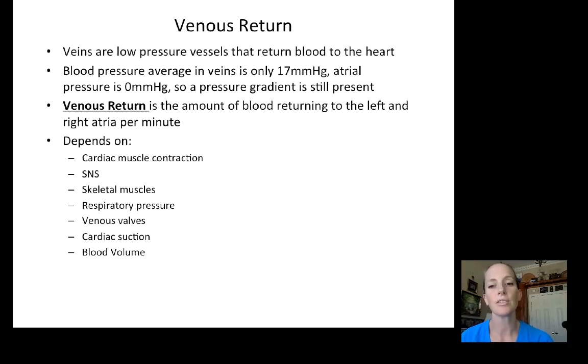So the blood pressure in the veins is only about 17 millimeters of mercury, and the blood pressure in the atria is 0. So this means that the lower the pressure in the veins gets, the less blood will return to the heart. So if we need to help blood getting back to the heart to increase that delta P, increase that gradient, then we need to tighten up the veins. So there's several factors that affect venous return, and we're going to go through each one of these.